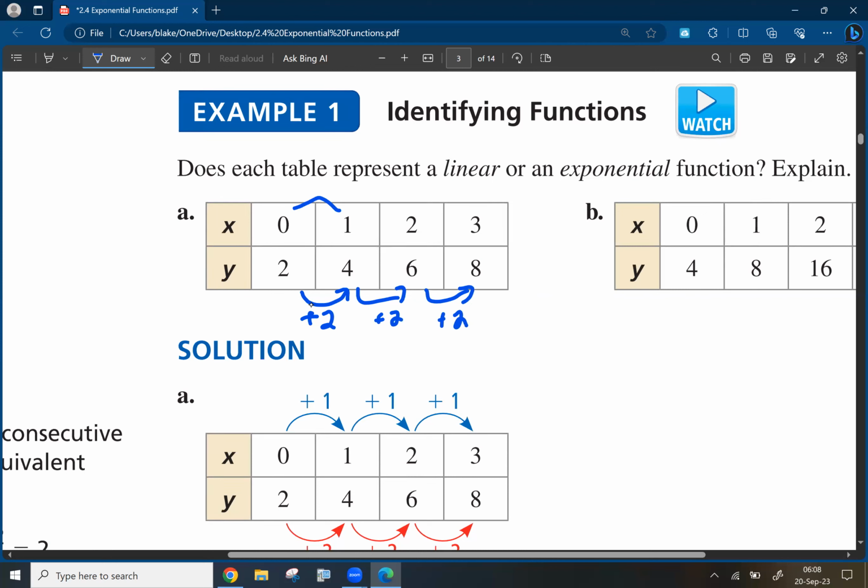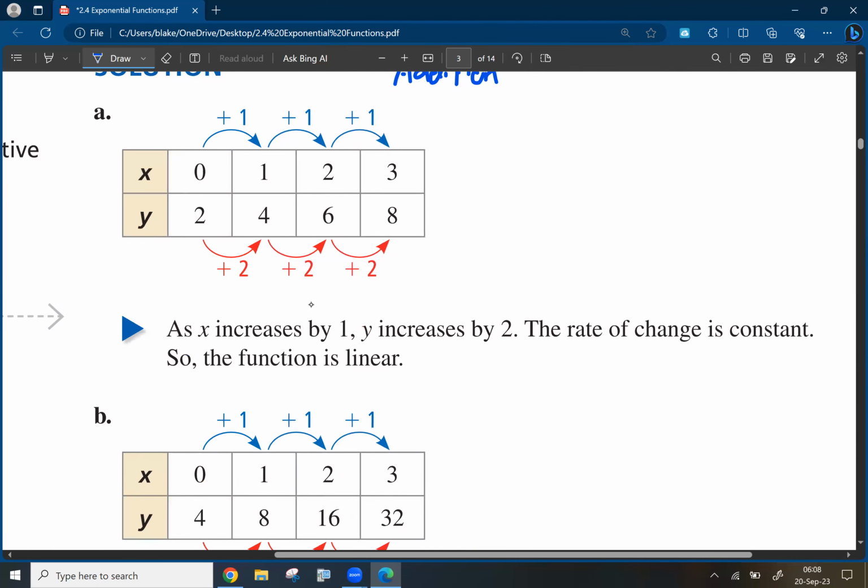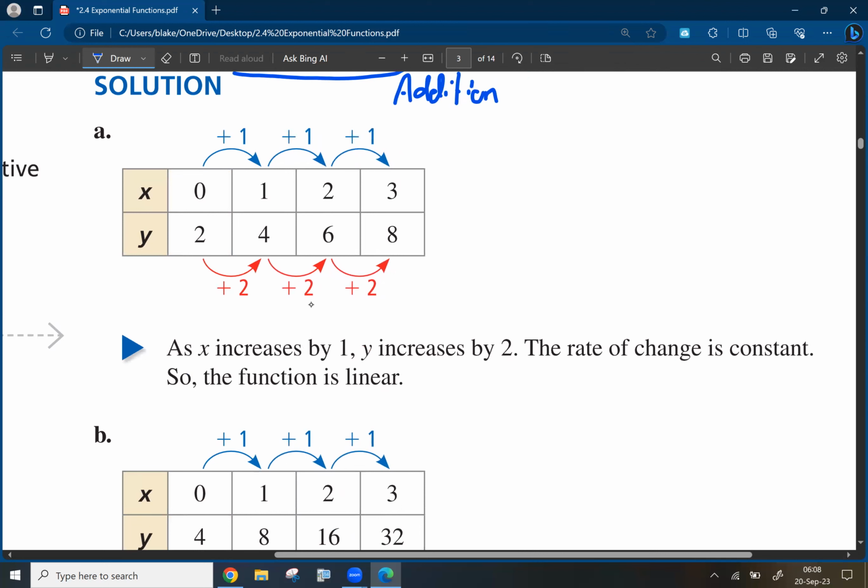The x's are increasing by one each time. Not really that significant. The x's aren't as crucial as the y values here. It's the y values that are going to give away the most information. So since you're adding, and this is addition, this indicates a linear function. You can see that here. As x increases by 1, y increases by 2, the rate of change is constant, so the function is linear. When it says constant, that just means adding the same amount, in this case, adding 2.